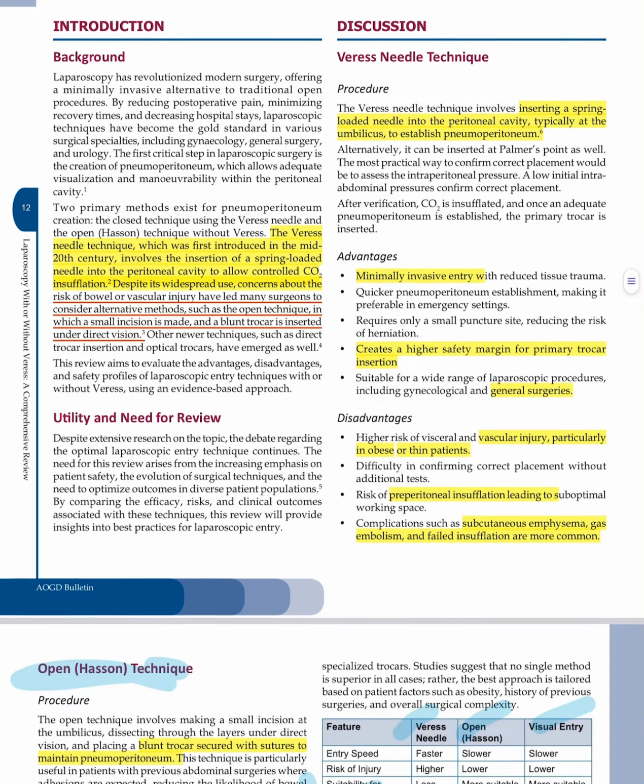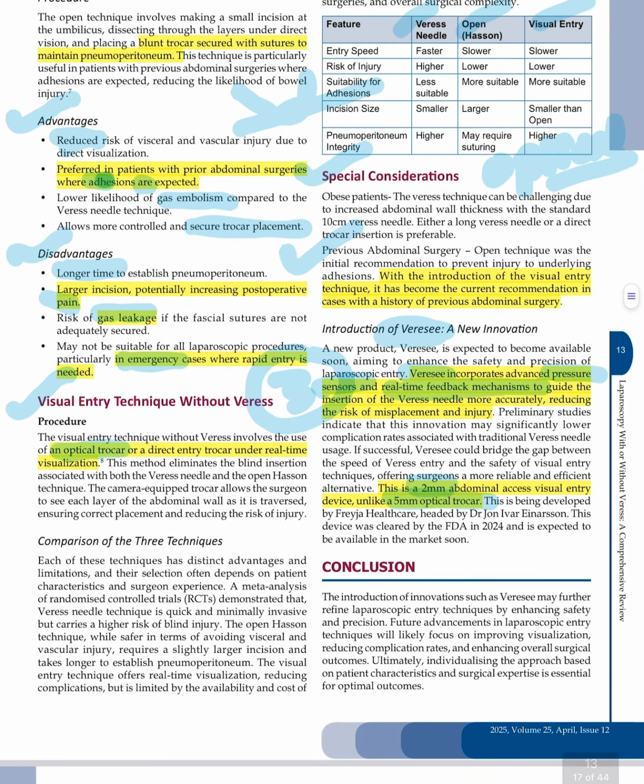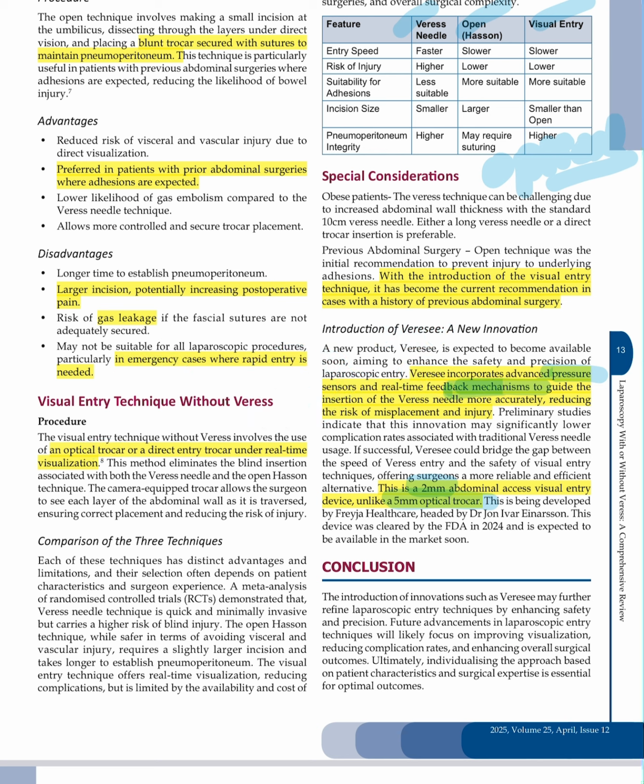Next is the open technique. What are the open technique's advantages and disadvantages? You should tell about the optical one, which is also important, the visual entry one. What are the different entries? Speed, risk of injury, susceptibility to radiation, incision type, and how fast the pneumoperitoneum is created. These should be explained.